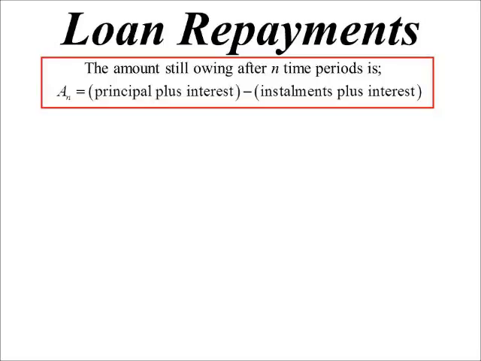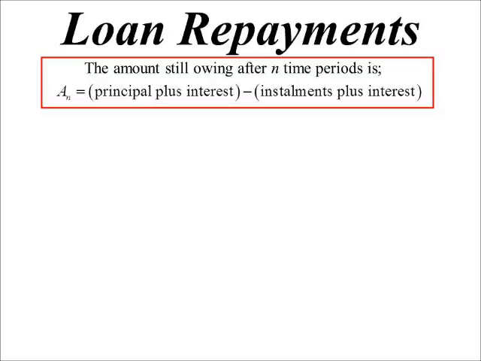Now we can do loan repayment. So now we're repaying money. We're borrowing money and have got to pay it back. Now, the key to this is that what we are interested in is the amount that's still owing after a number of time periods. So we'll call that A_N, but it's always going to be the principal that I borrowed with the interest applied, minus my repayments with the interest applied.